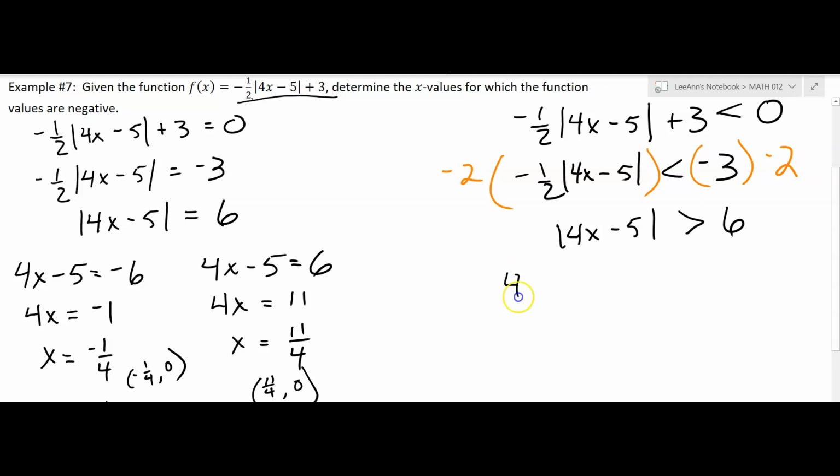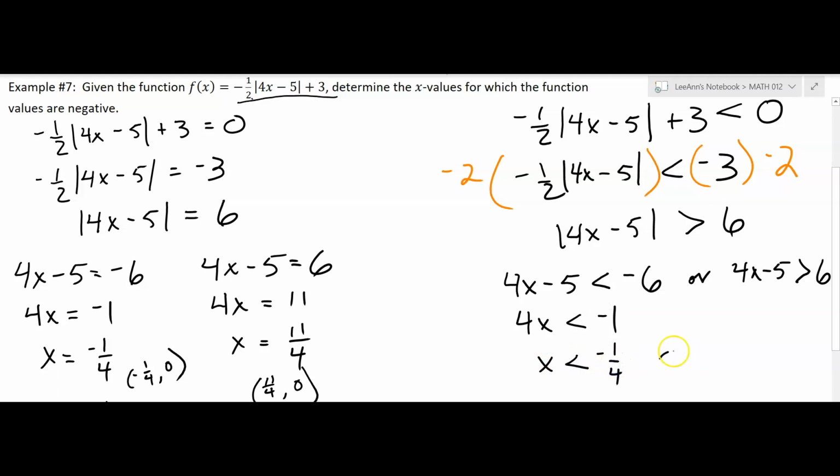Okay, so now we have a greater situation, greater or. Either that stuff inside the absolute value is less than -6. Don't forget to make it less than the negative case. Or that stuff inside the absolute value, it's called the argument, is greater than +6. And then we can solve those. So 4x is less than -1, or x is less than -1/4, or 4x is greater than 11, x is greater than 11/4. So algebraically, we get the same answer.